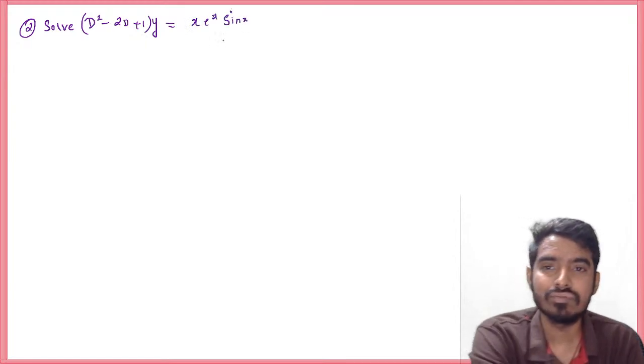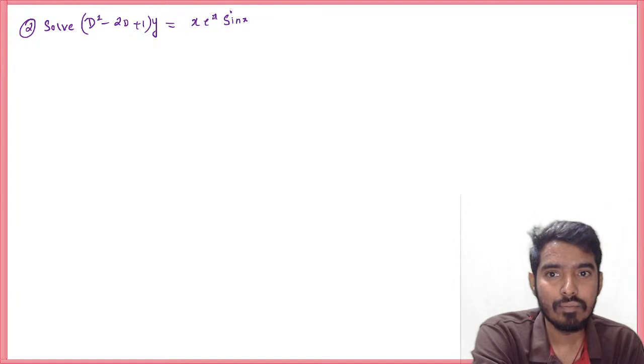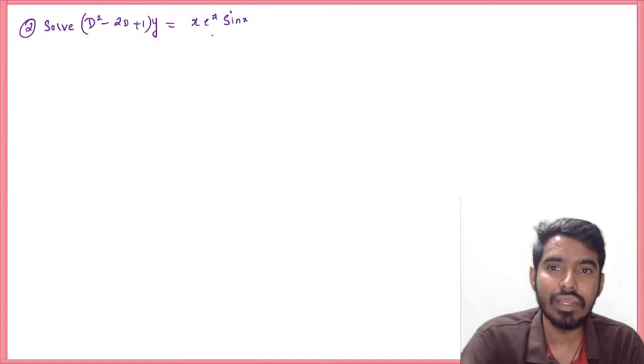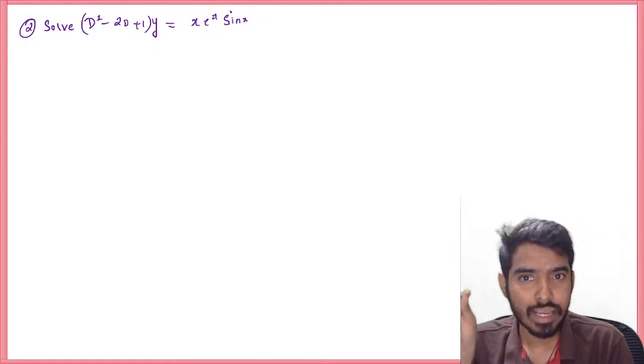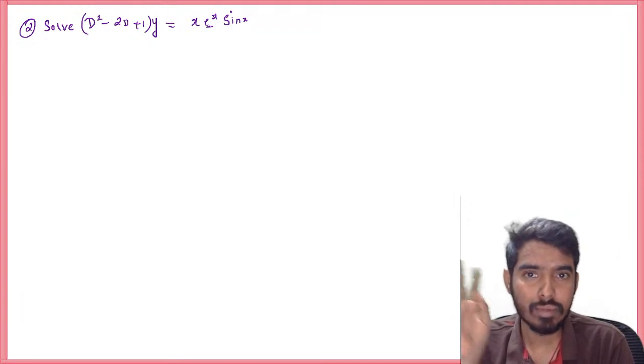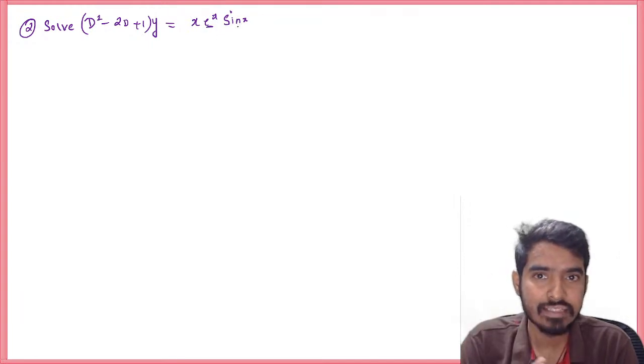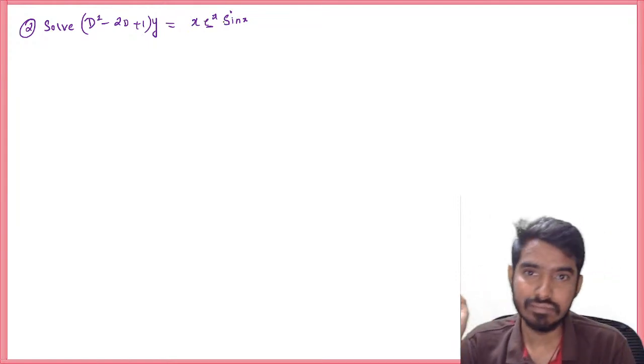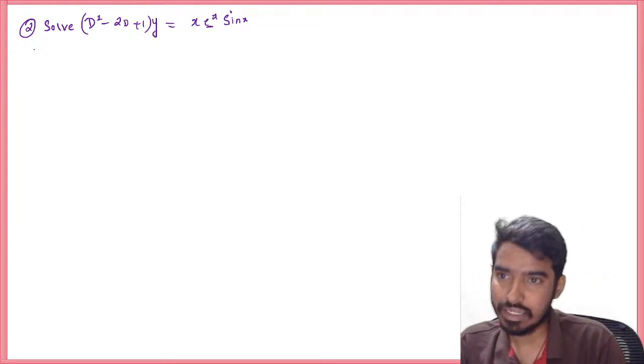How do you have to do this? Very simple. We have e power ax. What you have to do here is replace D by D plus 1, so this e power x work will be completed. We have x into sin x, for that you apply type 5. Let's do this.